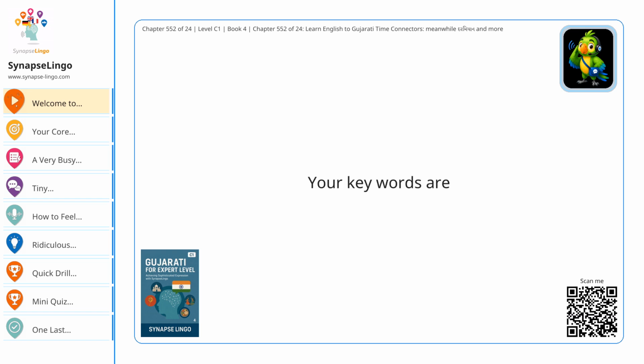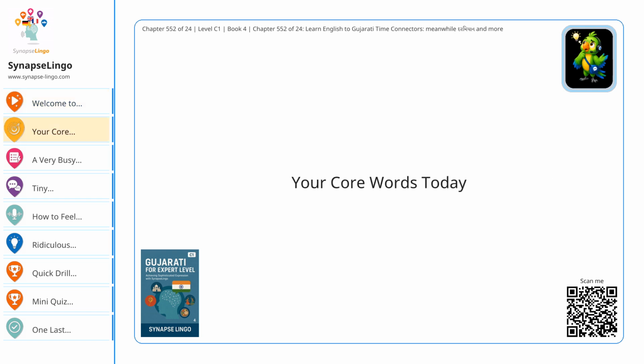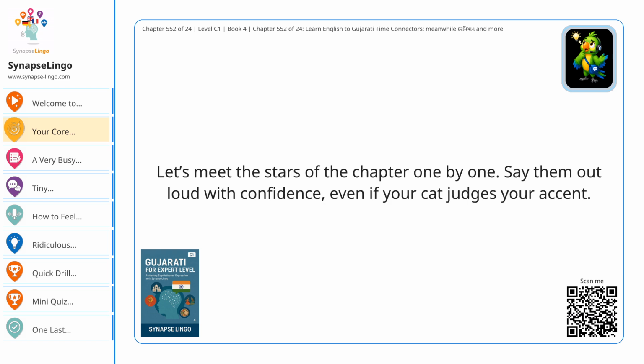Your key words are દરમિયાન, તેની સાથે સાથે, એક સાથે, આ દરમિયાન, પરિણામે, and બદલામાં. Think of them as the glue of a sentence. Without glue, your ideas are just socks in a drawer. Your core words today. Let's meet the stars of the chapter one by one. Say them out loud with confidence, even if your cat judges your accent.